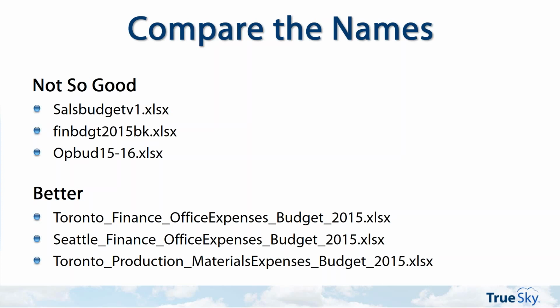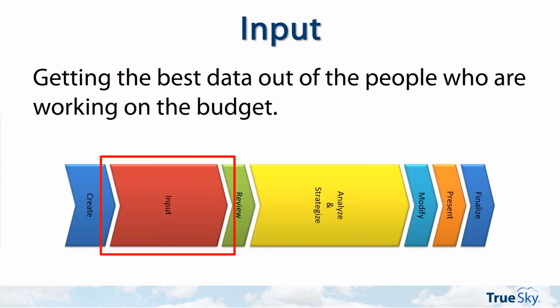Then you have the production materials expense budget down below. Again, it doesn't matter how you do it, just invest in some really good, high quality naming conventions. All right, so let's talk about what you can do on the input side to get the best data out of the people who are working on the budget.